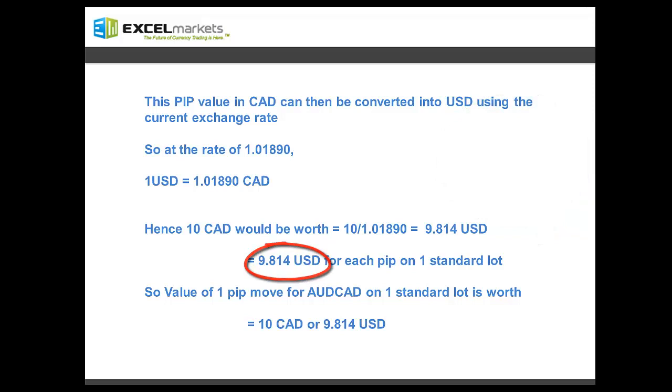So, the value of 1 pip move for Australian dollar against the Canadian dollar on one standard lot trade position is worth 10 Canadian dollars, which is equal to 9.814 US dollars.